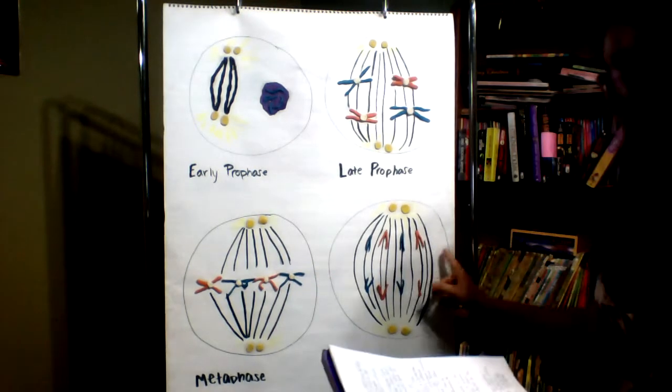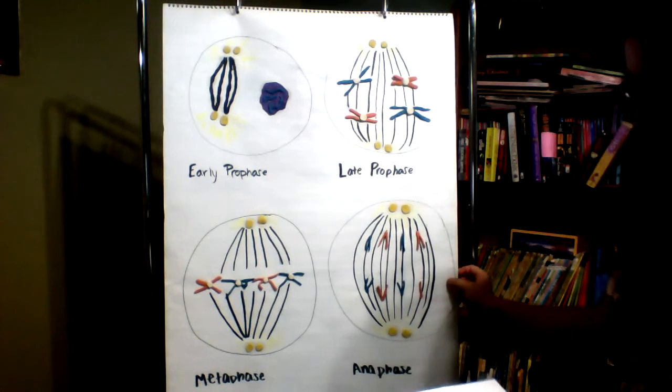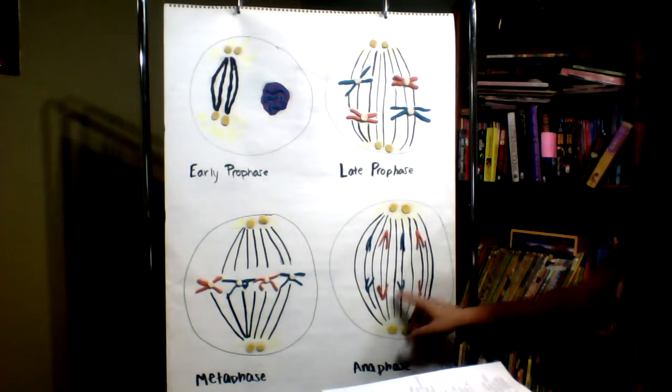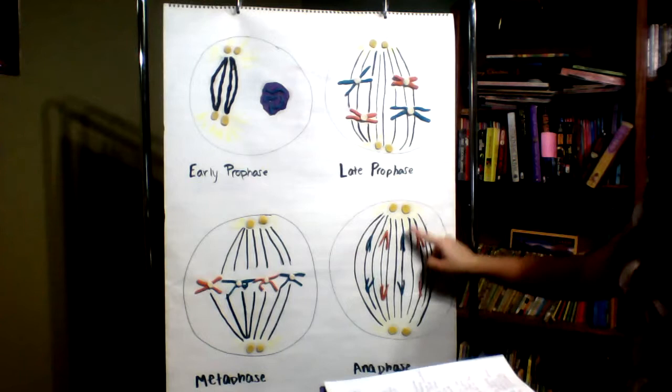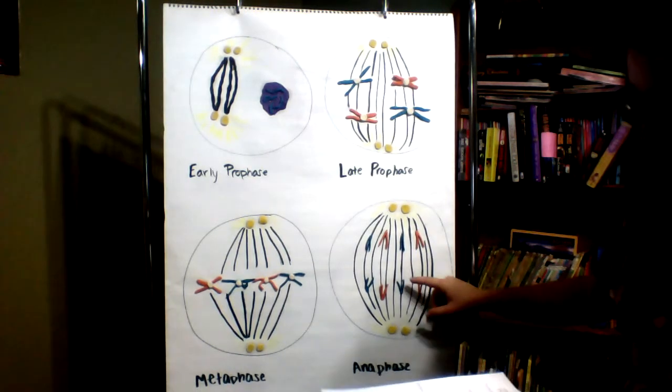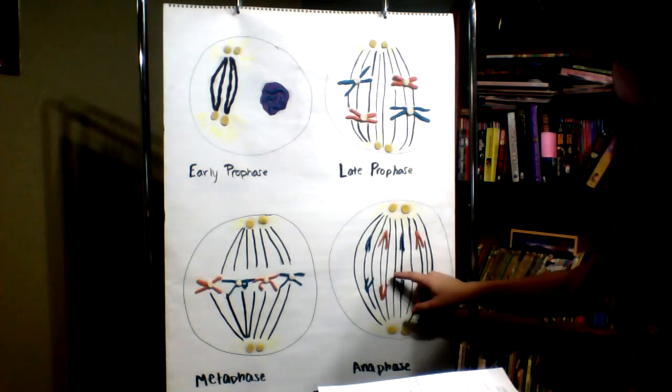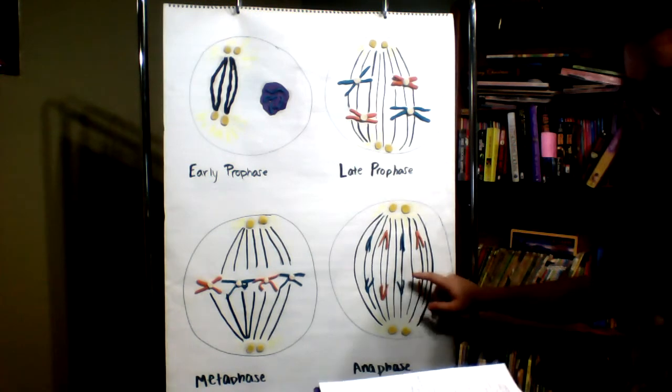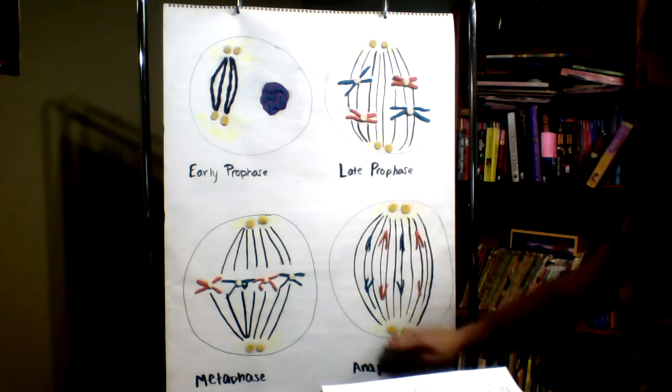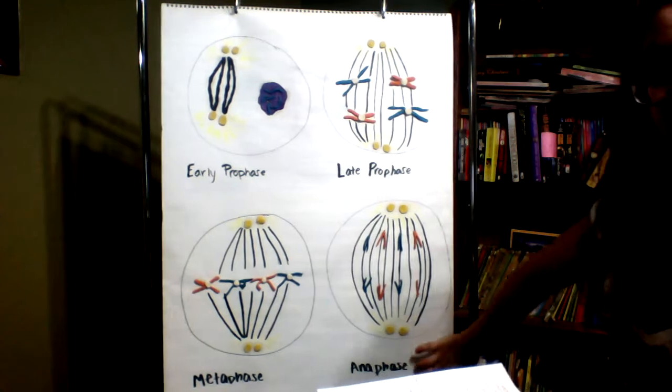The next step is anaphase, and the centromere of each chromatid pair splits, which you can see by the different colors. And the sister chromatids divide. The two daughter chromosomes are pulled towards opposite ends of the cell along the chromosomal microtubules.